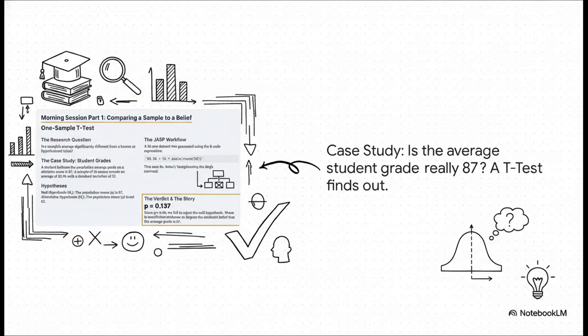We get a p-value of 0.137. Now, what's a p-value? It's basically the probability of seeing these results if there was no real difference. Since our p-value is way bigger than the standard cutoff of 0.05, we just can't say there's a significant difference. The story here? We don't have enough evidence to prove the student wrong.